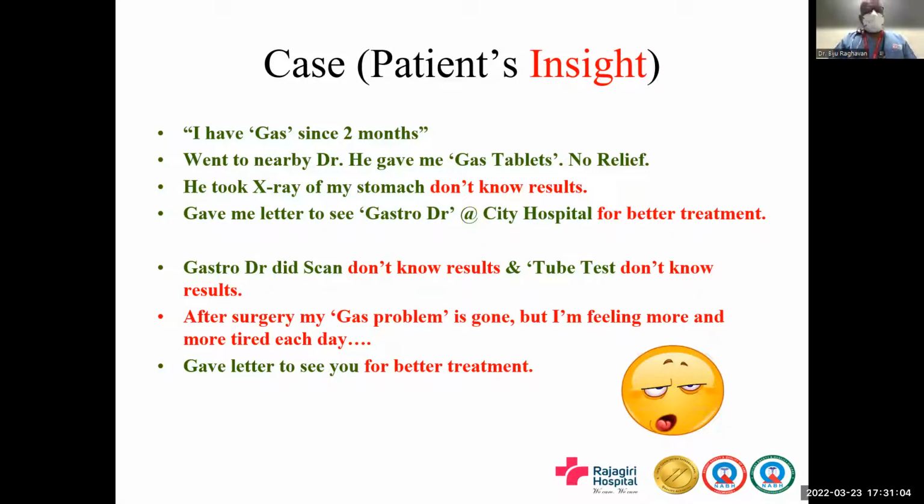Okay, go on. So there the gastro doctor did a scan and a tube test. So what was the result of the scan? Did he tell you? Well, he said something and I didn't understand what he was saying. I don't know. Okay, and what was a tube test about? That also they said that there was something and he said some surgery was needed. But did they tell you what was the result of the tube test? They said something, I don't know what was that. So they were saying it in English, so I don't understand. Okay, right, fine. So then what happened?